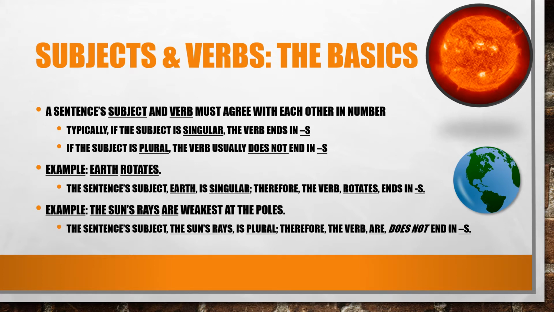So again, this is just the written out version of it. Because we have a plural subject, sun's rays, therefore the verb is are and not is. So again, that's just the most basic rule of all this. Again, it's a trade-off: singular subject, verb with an s; plural subject, verb with no s.